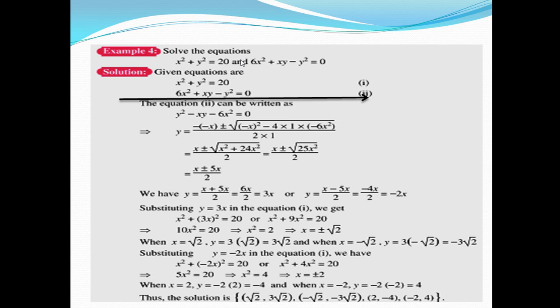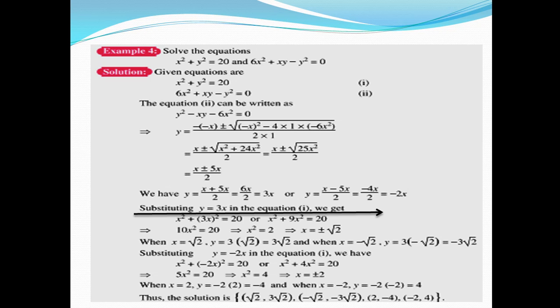This is the 4th method of example. It is solved by putting y as a constant value, where the y coefficient is x and the constant value is minus 6x square, and using the quadratic equation to solve the two equations. y is equal to 6x by 2, which is equal to 3x, so y is equal to 3x, and y is equal to minus 2x.